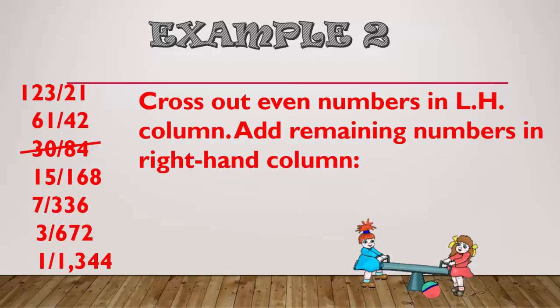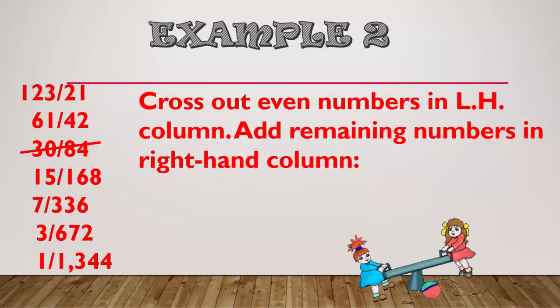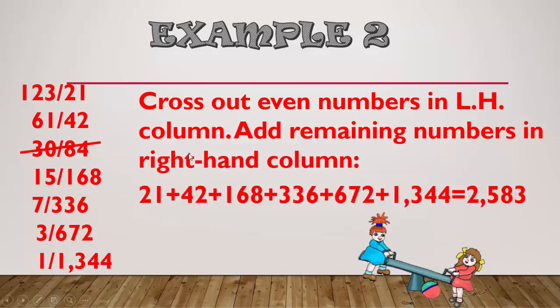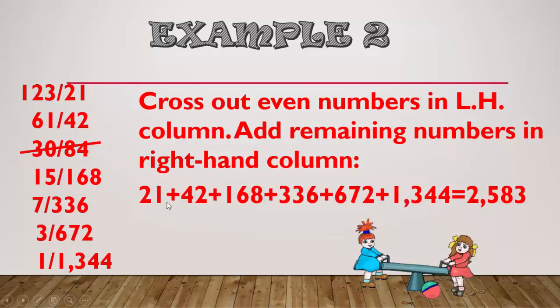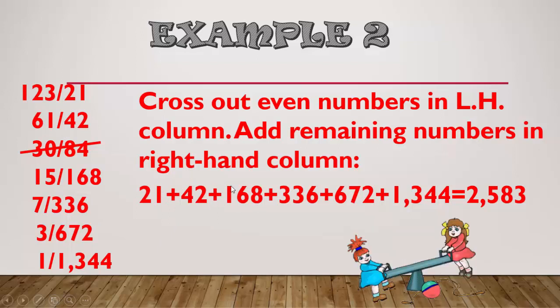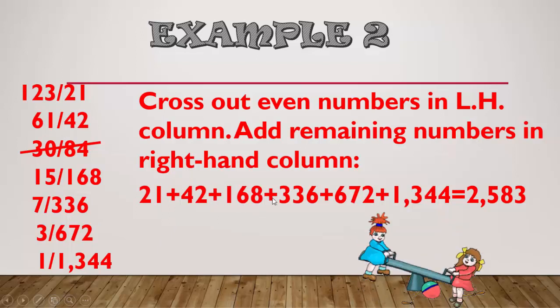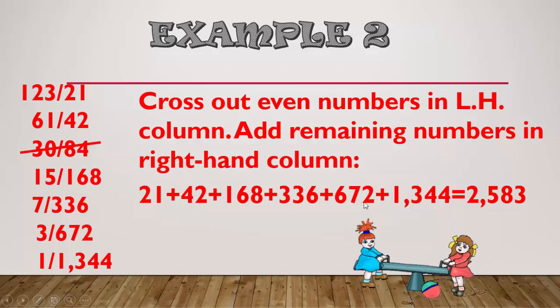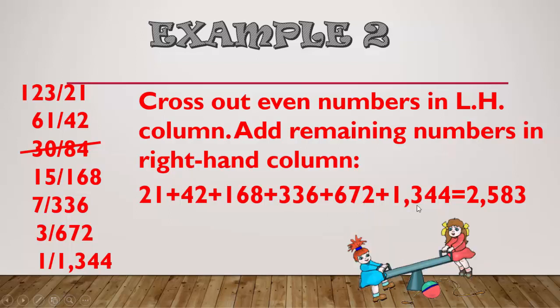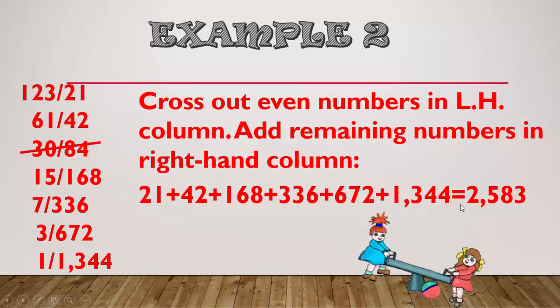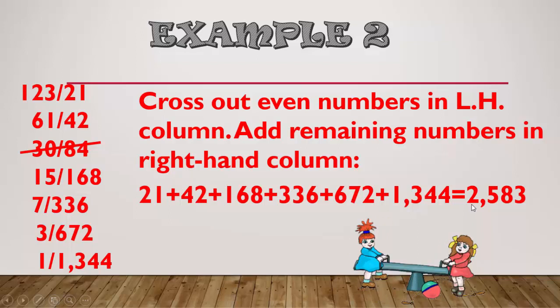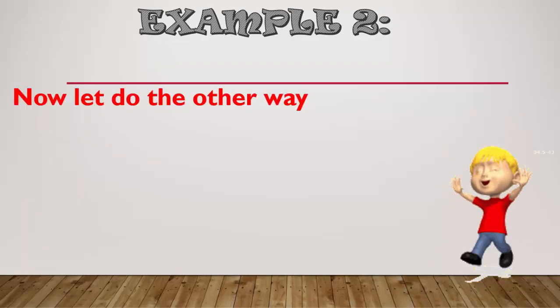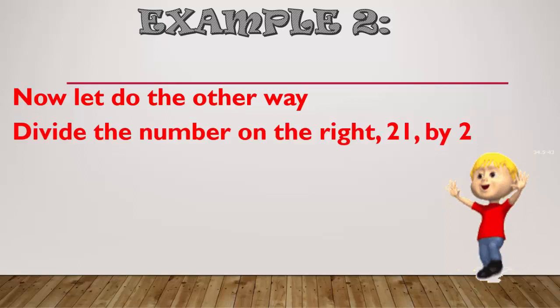Cross out even numbers in the left-hand column, add remaining numbers in the right-hand column. In this case, it's 21 plus 42 plus 168 plus 336 plus 672 plus 1,344, and that gives us 2,583. As we did it on the whiteboard, we'll do it the other way.